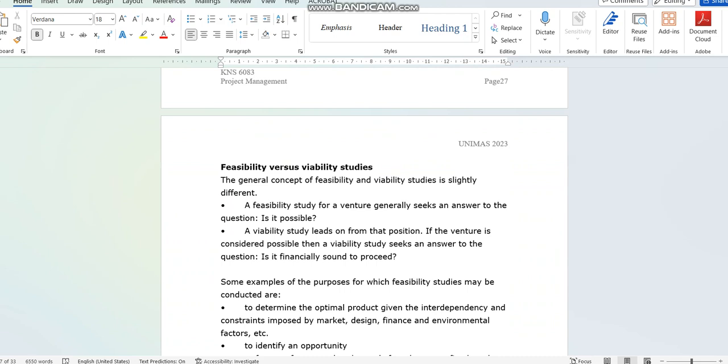regulation, culture as well, culture and heritage. Some projects will have that issue as well. Some projects may have issues with land. Some projects may have issues with space. Some projects may have issues with geographical conditions and all that. So these are all part and parcel of a feasibility study.